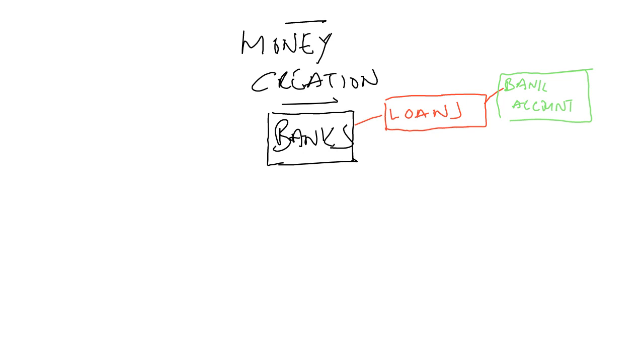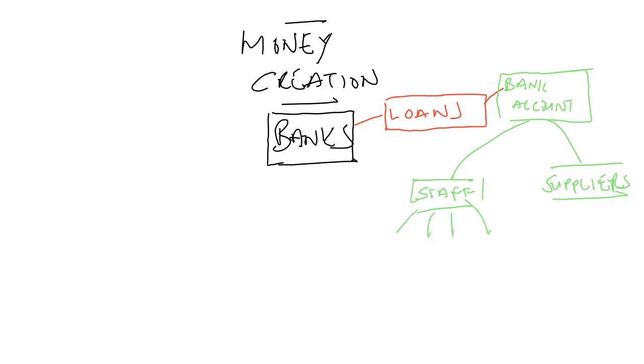And as a result of it getting into that bank account, which would be a business bank account in this case, that business bank account will then pay people, whether that be staff or whether that is suppliers. And as a result of those payments, these guys also have banks, and that money will then go into those banks as well.